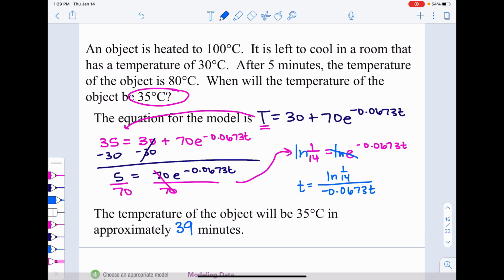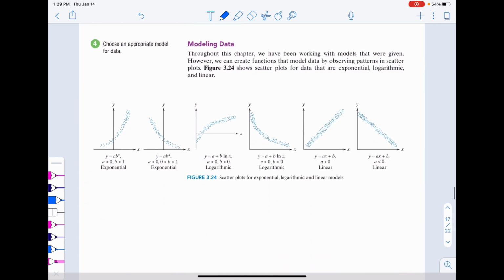And the one last piece that we're going to look at, it talks about modeling data. So choosing an appropriate model for data. It says throughout the chapter, we have been working with models that were given. However, we can create functions that model data by observing patterns in scatter plots. So it says figure 3.24 shows scatter plots for data that are exponential, logarithmic, and linear. So depending on the type of information you have, the first type is what happens when we have exponential, right? Notice that we have that horizontal asymptote at 0.